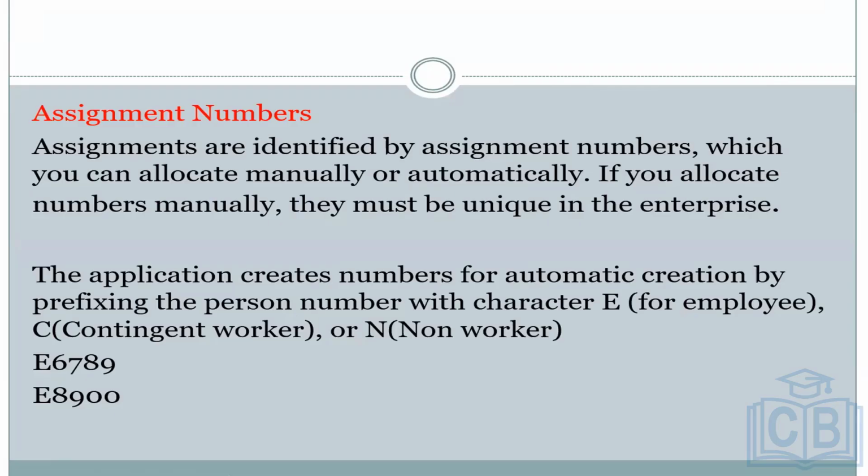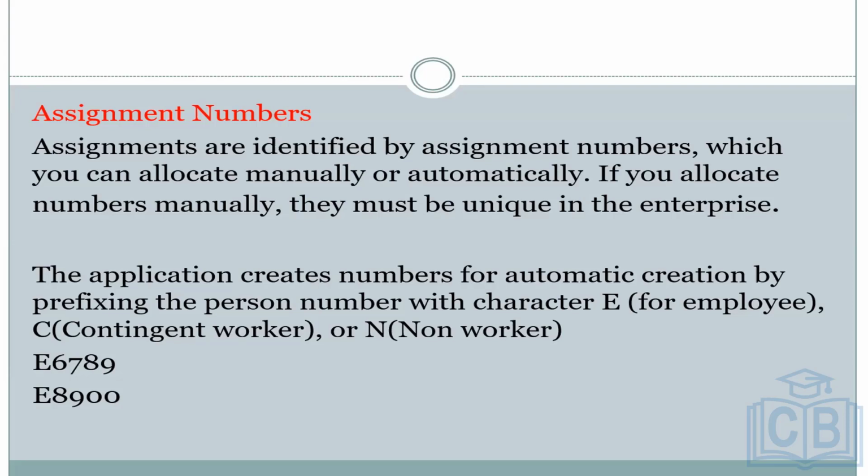What are assignment numbers? Assignments are identified by assignment numbers, which you can allocate manually or automatically. If you allocate numbers manually, they must be unique in the enterprise. The application creates numbers for automatic creation by prefixing the person number with E for employee, C for contingent worker, and N for non-workers.